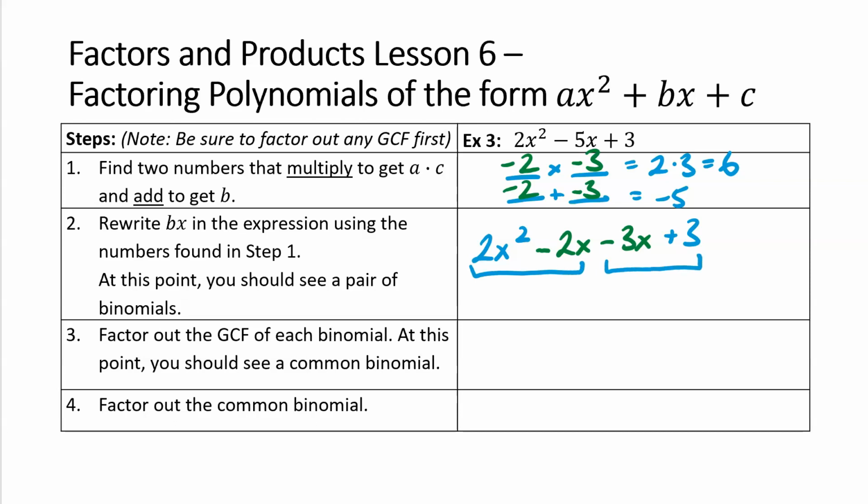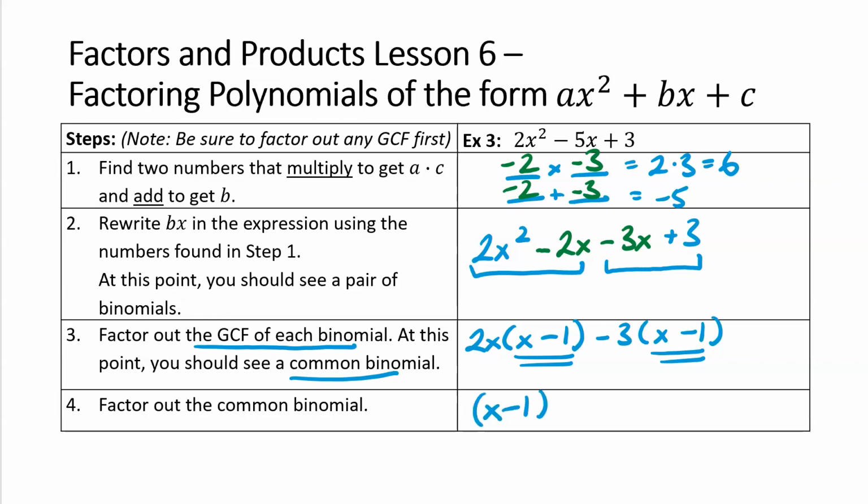you have a pair of binomials. Factor out the greatest common factor of each binomial. For the first set, you have 2x, and you can factor out an x minus 1 there. For the second set, you can factor out a negative 3, and then you'll have x minus 1 as well. And at this point, we see the common binomial, the x minus 1, so we know we're in good shape. 2x and minus 3 are both being multiplied by x minus 1, so we can factor that out. X minus 1 multiplied by 2x minus 3. And that is our factored form.